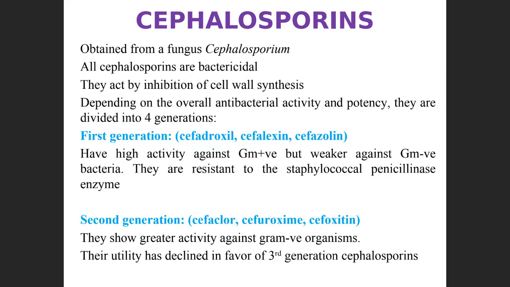Every time a new generation drug comes, it will be better than the earlier generations. The first generation has high activity against gram positive, but weak action against gram negative. They are also resistant to the penicillinase enzyme, especially that secreted by staphylococcal bacteria. The second generation has good activity against gram negative. The first generation had weak activity against gram negative, but the second generation was developed with good activity against gram negative, though their utility will decrease in favor of the third generation.